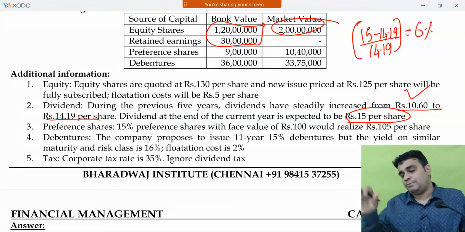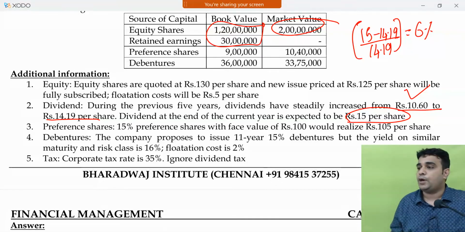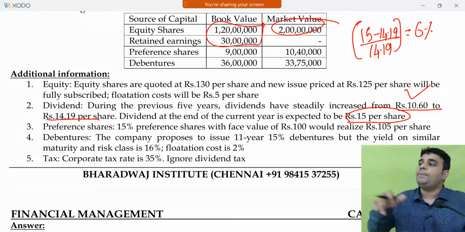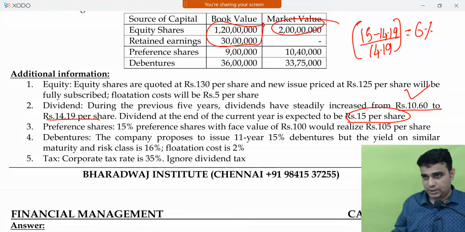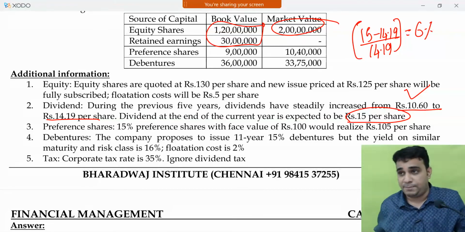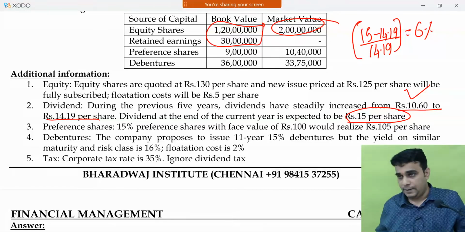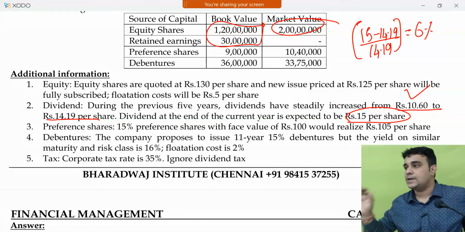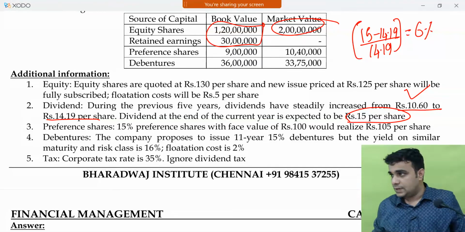If you keep adding 6% and don't get 14.19, you get a number higher or lower, then try 5%. Somewhere close, the growth rate is going to be. Either it is 6% or 5% or maybe 5.5%. Some close growth rate it will be. So the growth rate in this question is 6%.